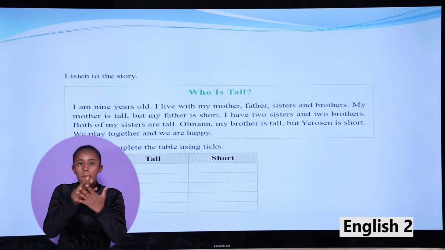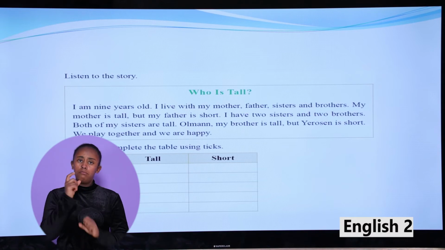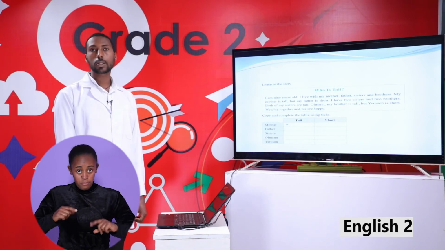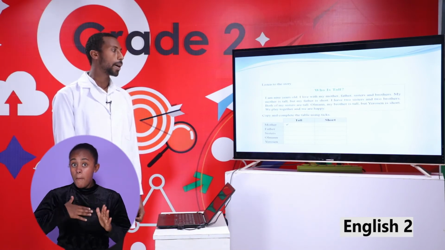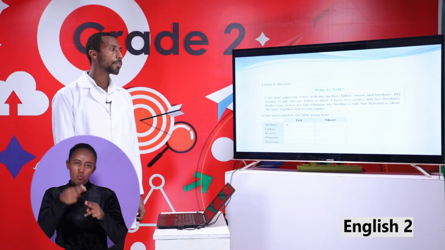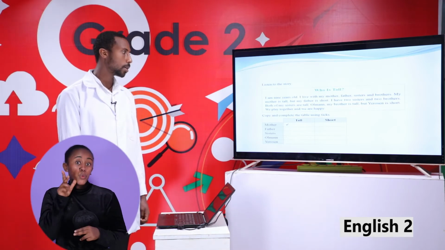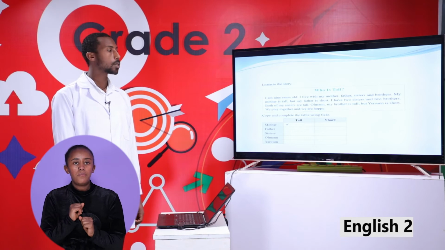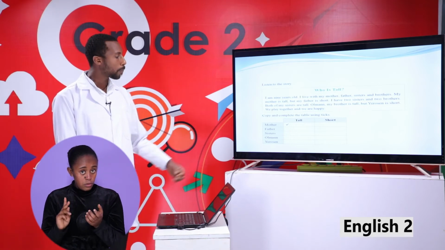I am 9 years old. I live with my mother, father, sister, and brothers. My mother is tall, but my father is short. I have 2 sisters and 2 brothers. Both of my sisters are tall. Oleman, my brother, is tall, but Heronas is short. We play together and we are happy.